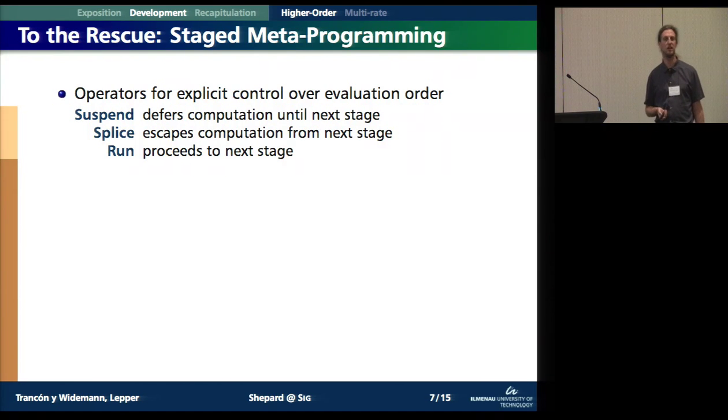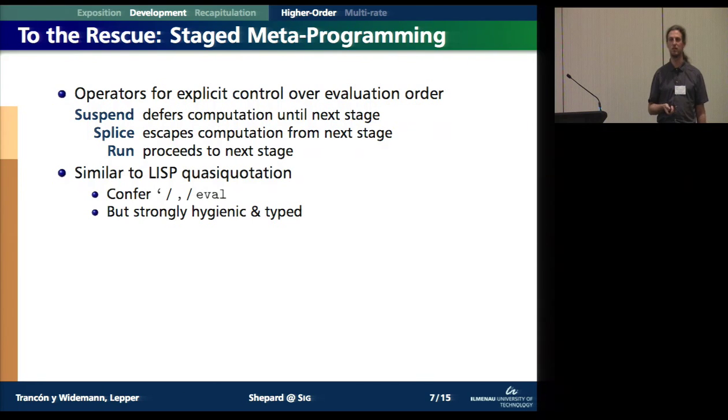And what we did is we looked at that technique called staged metaprogramming, which is the idea of enriching a functional programming language with operators for explicit control over evaluation order. Usually it comes with 3 operators. There's a suspend operator that defers computation, so creates a piece of code that is only to be evaluated at the next stage of the program. Then there is an operation called splice that escapes a subcomputation from a suspension. So it's evaluated at creation time before the suspension is evaluated at a later stage. And finally, there's a run operation that takes suspended code and runs it, of course.